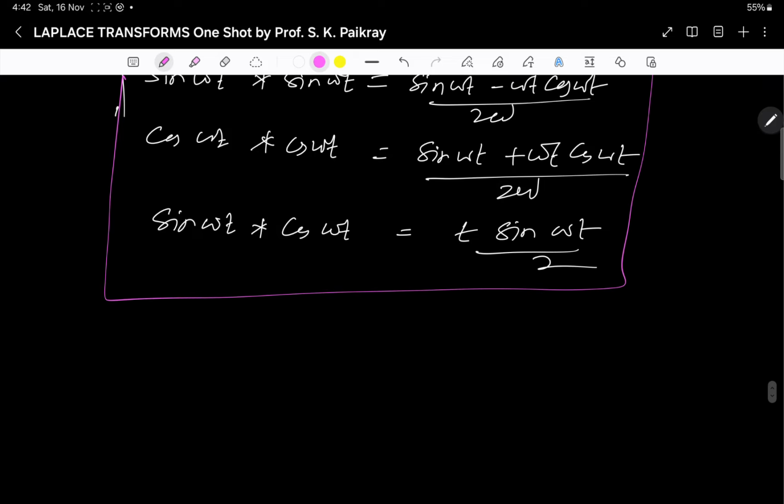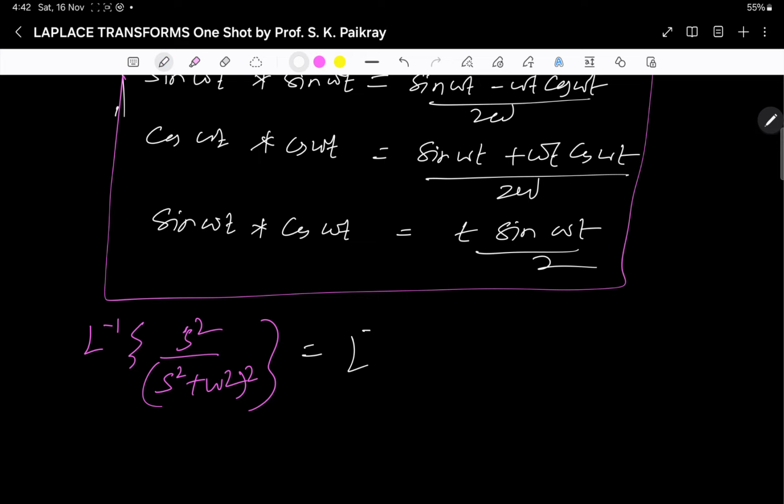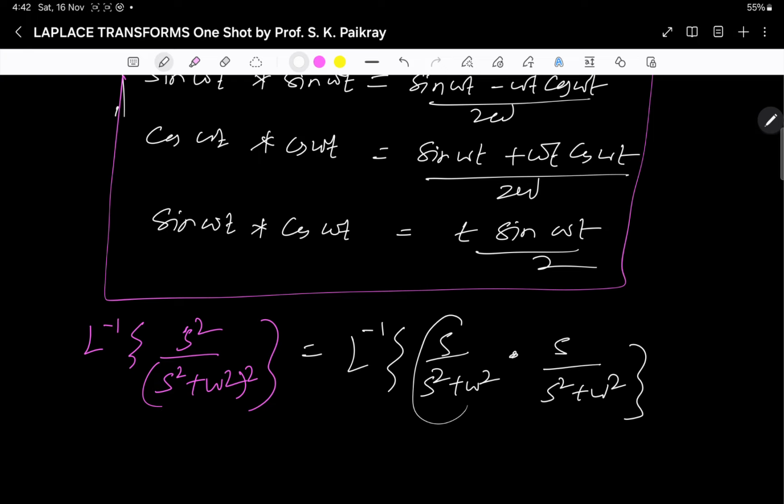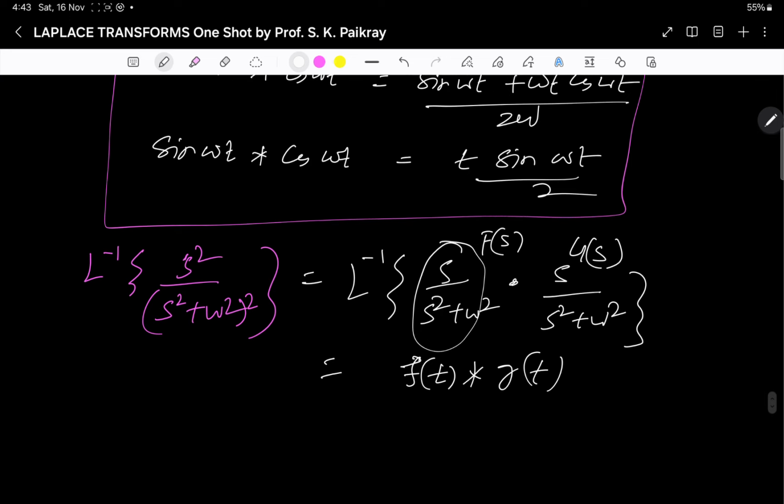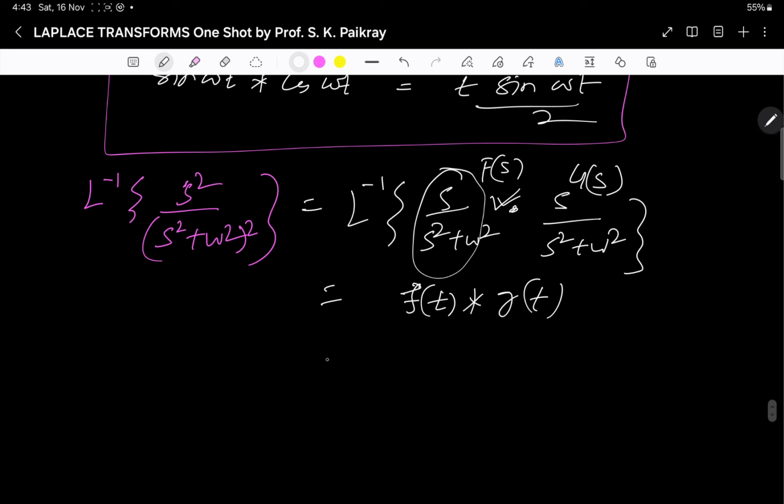Suppose you are asked to find L inverse of s² by (s² + ω²) whole squared, then what to do? I will write it as L inverse of s by (s² + ω²) into s by (s² + ω²). It is a product of two functions, F(s) and G(s). L inverse of F(s)G(s) is f(t) convolution g(t), isn't it?